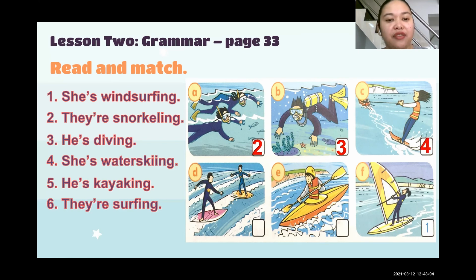Now, number 5 and number 6. Number 5, he's kayaking. Number 6, they're surfing. What do you think is the correct answer? We have 2 numbers left. Letter D is, yes, 6. They're surfing. And letter E is 5. He's kayaking. Make sure that you write the answers in your student book.